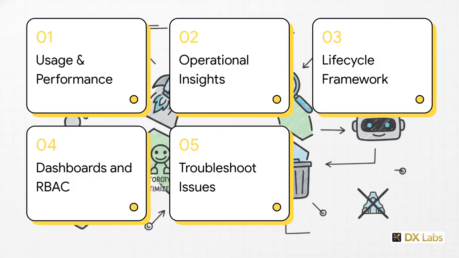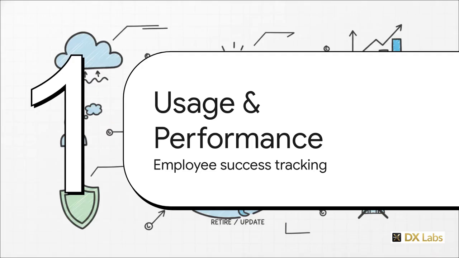To get you fully prepared for the AB 900 exam, we're covering 5 specific modules today: usage and performance, operational insights, the lifecycle framework, dashboards and RBAC, and troubleshooting common issues. Let's jump into Module 1. Section 1. Usage and performance.